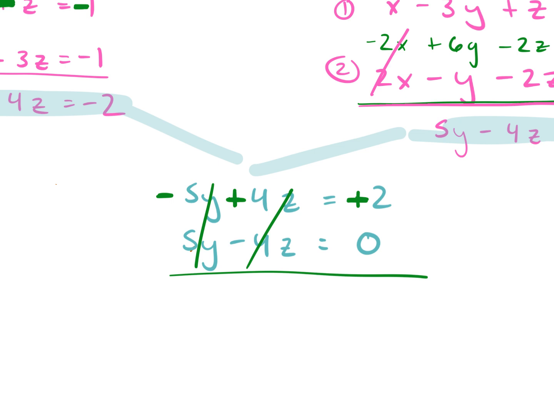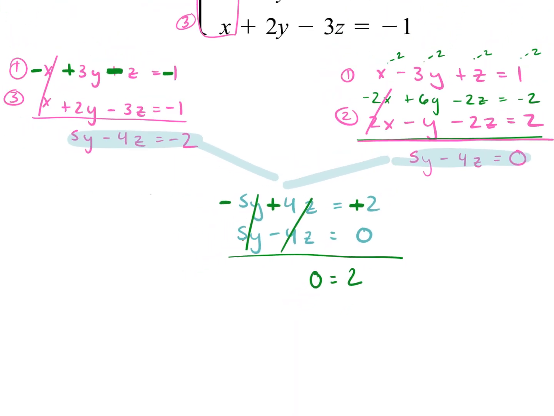So what are we left with on the left side? If everything cancels, what are we left with on the left side of our equal sign? Nothing, or 0. And then what's 2 plus 0? 2. Does 0 equal 2? No. So our answer here would be no solution.